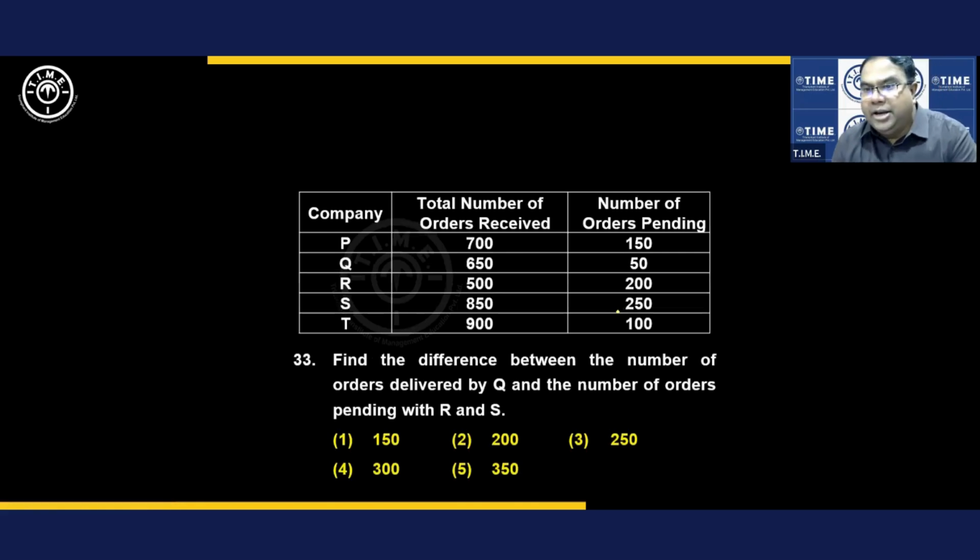Find the difference between number of orders delivered by Q. Number of orders delivered by Q is 600. And number of orders pending with R and S. Pending with R and S is 450. 600 minus 450, it has to be 150. 150. Choice 1.